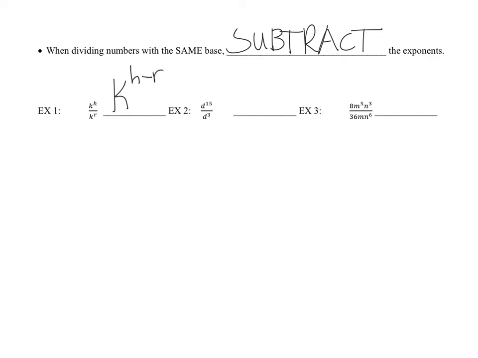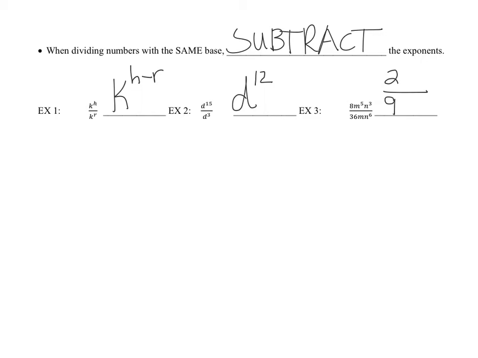The next one, d to the 15th over d to the third, you have the same base, subtract the exponents. So it becomes d to the 12th. Now this next one, you have a fraction, right? So remember 8 and 36 in this problem, they're not exponents, they're coefficients. So if I covered all of the variables, I would have 8/36. Well, 8/36 is a fraction. 8 over 36 reduces, you can divide 8 and 36 by 4. 8 divided by 4 is 2. 36 divided by 4 is 9.